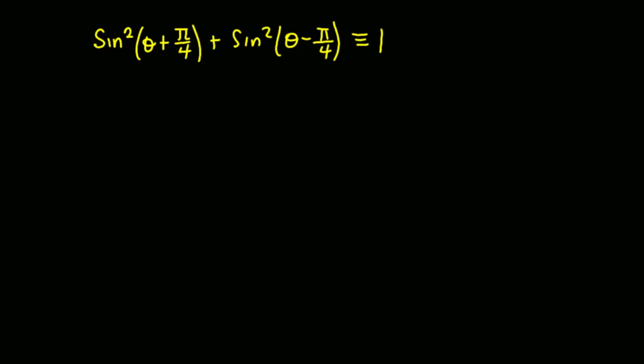In this video, we are to prove that sine squared of theta plus pi on 4, plus sine squared of theta minus pi on 4, is equal to 1. So let's call this whole thing our left hand side, and this is our right hand side. So we are proving that the left hand side is equal to the right hand side.